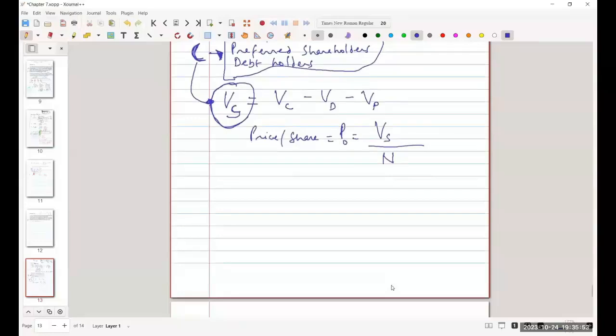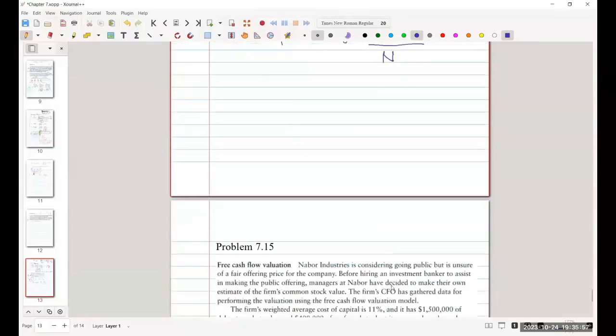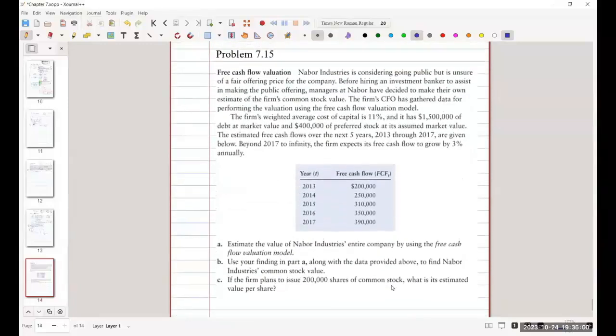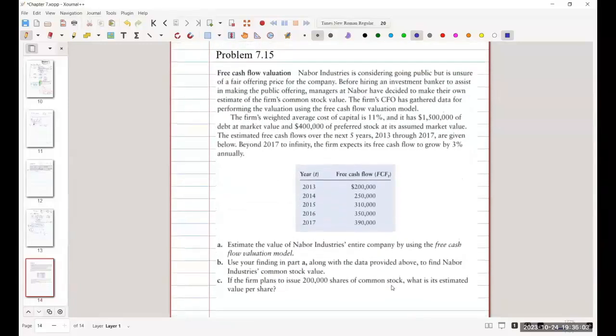We'll look at problem 15. Nebar Industries is considering going public, but is unsure of a fair offering price for the company. Before hiring an investment banker to assist in making the public offering, managers at Nebar have decided to make their own estimate of the firm's common stock value. The firm's chief financial officer has gathered data for performing the valuation using the free cash flow valuation model. The firm's weighted average cost of capital, which I talked about a few moments ago, we will use as our required return. So this is then your estimate for KA.